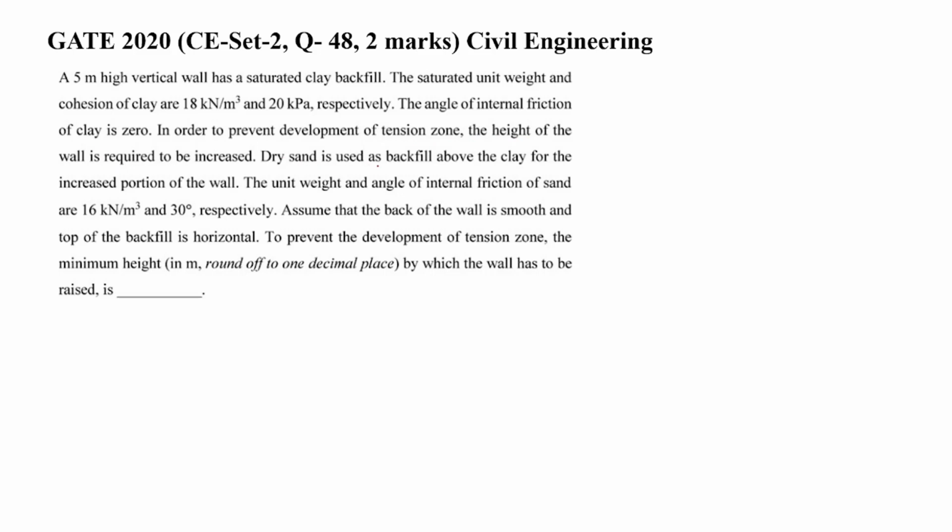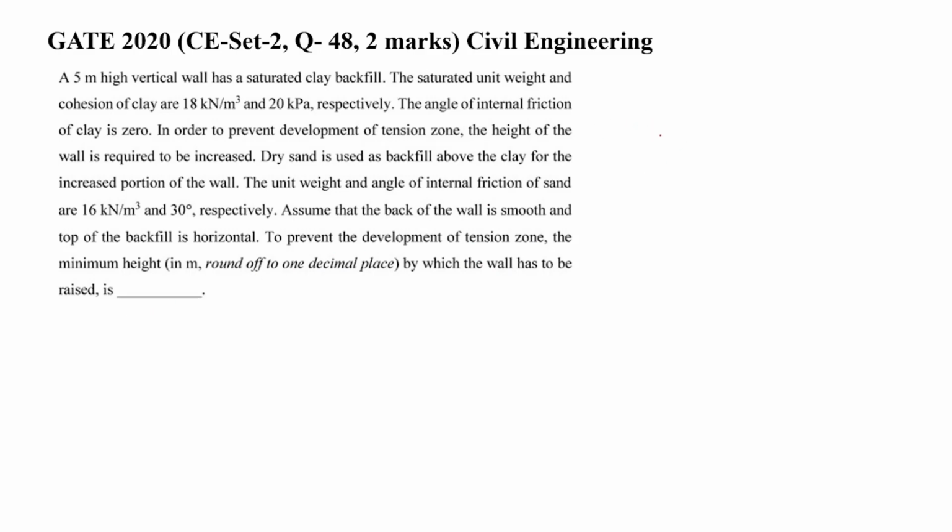Dry sand is used as backfill above the clay for the increased portion of the wall. The unit weight and the angle of friction of sand are 16 kN per meter cube and 30 degrees respectively. Assume that the backfill of the wall is smooth and top of the backfill is horizontal. To prevent the development of tension zone, the minimum height by which the wall has to be raised is.